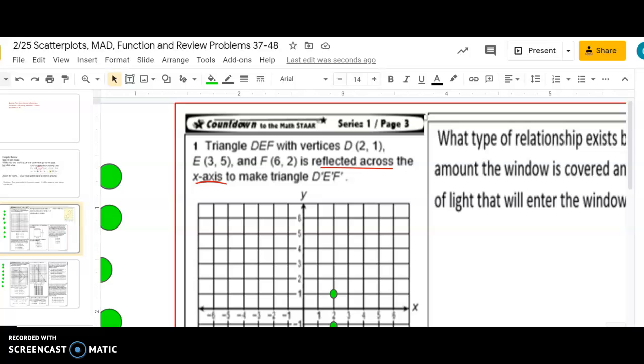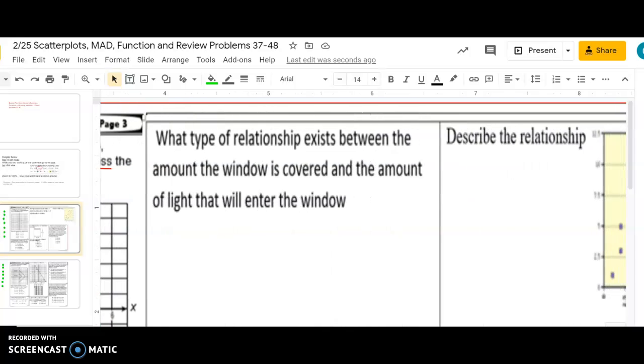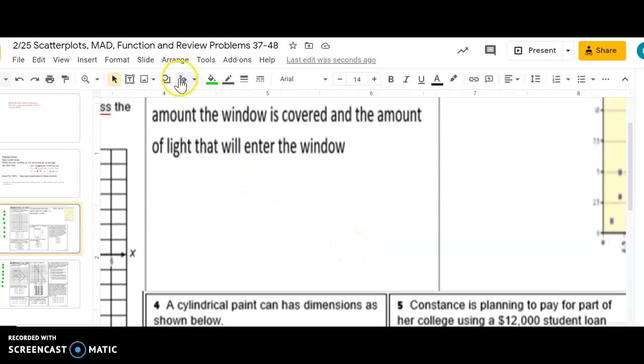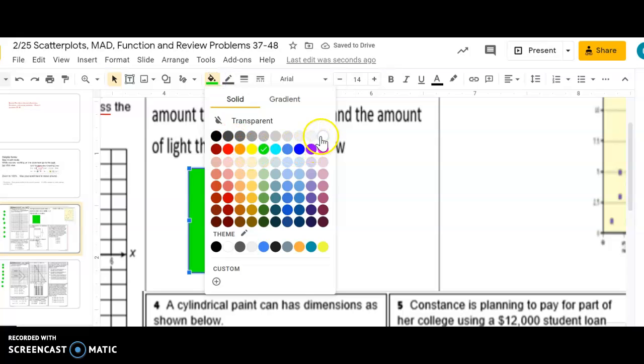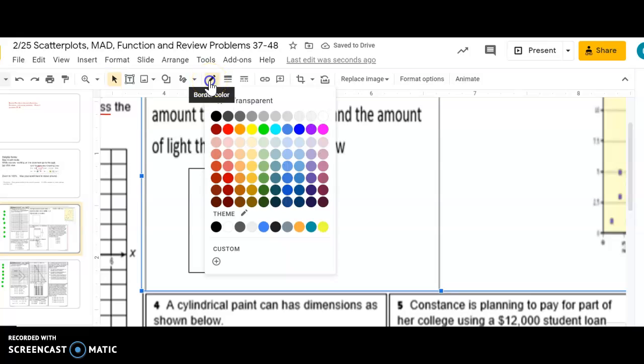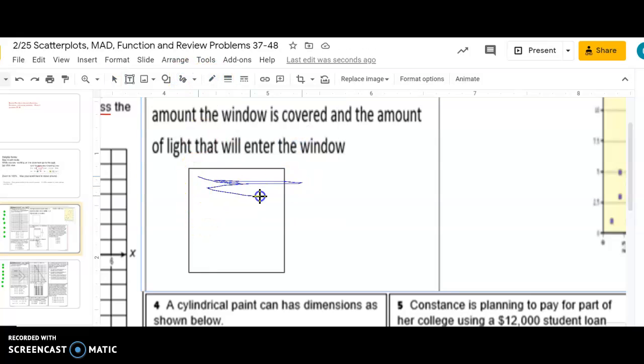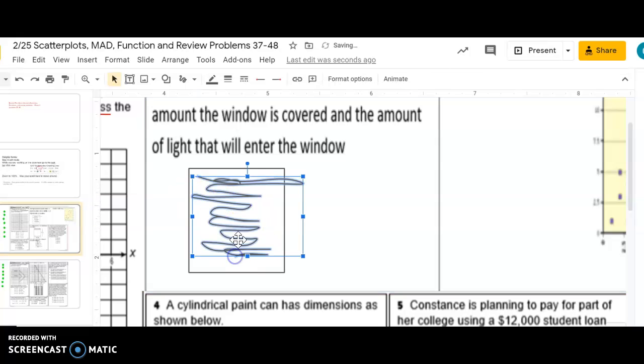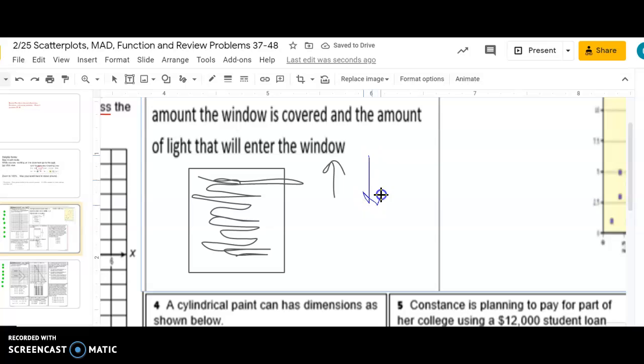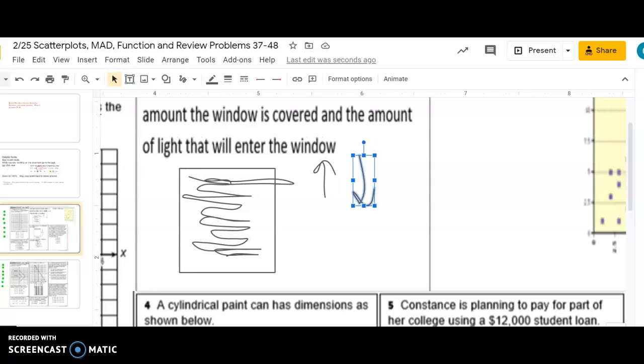Okay. The next one, and I'm going to go across. The window is covered in the amount of light. So if I draw this window, let me make him a white window, and I start covering, the more my window is covered, the less light comes in. So basically, the more it's covered, the less light comes in, causes it to be a negative correlation. Conversely, the less it's covered, the more light comes in. So that makes it a negative correlation.